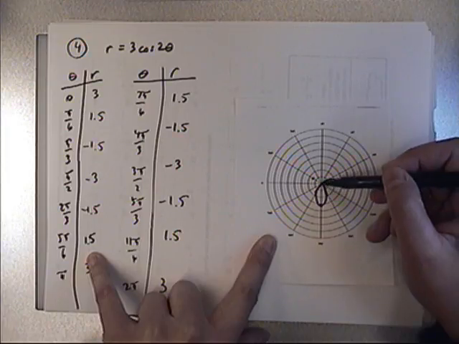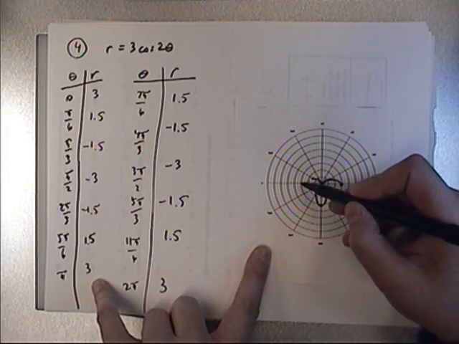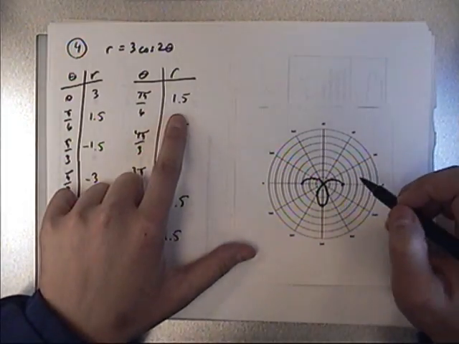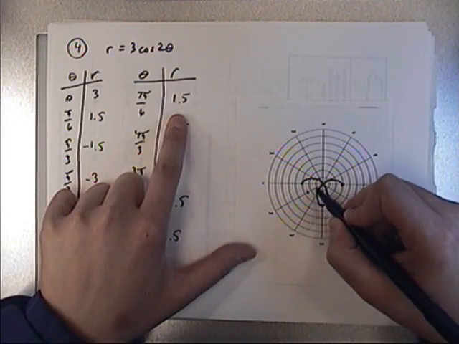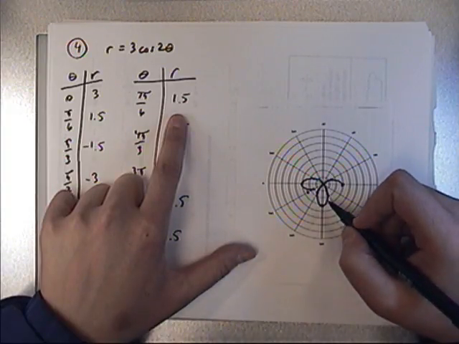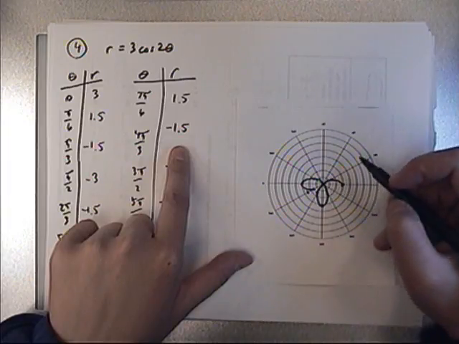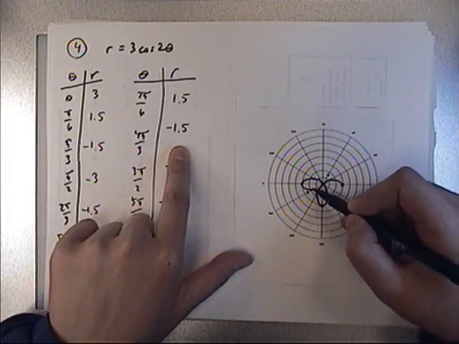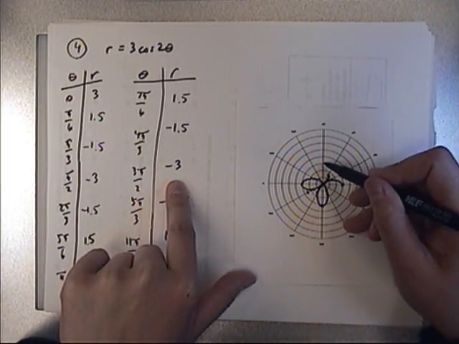So now I've crossed through the origin. Now I'm over here. 3 at pi would put me there. 7 pi over 6 and 1.5 would put me here. Wait. 1.5 is there. And then 4 pi over 3 is negative 1.5. So 4 pi over 3 is here, but I don't want this side, I want the other side. Negative 1.5 would be there. 3 pi over 2 would be negative 3.